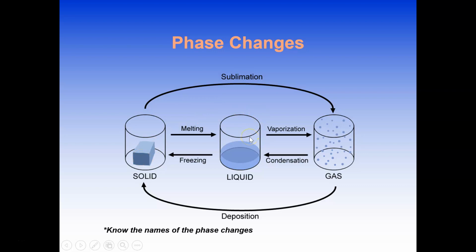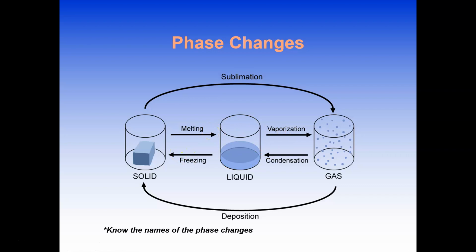Now if you have a liquid and you turn it into a gas, that's called vaporization or vaporizing. And if you have a gas and turn it into a liquid, that's called condensation or condensing. Most students know these 4 words, but if you don't, you still need to learn them anyway.